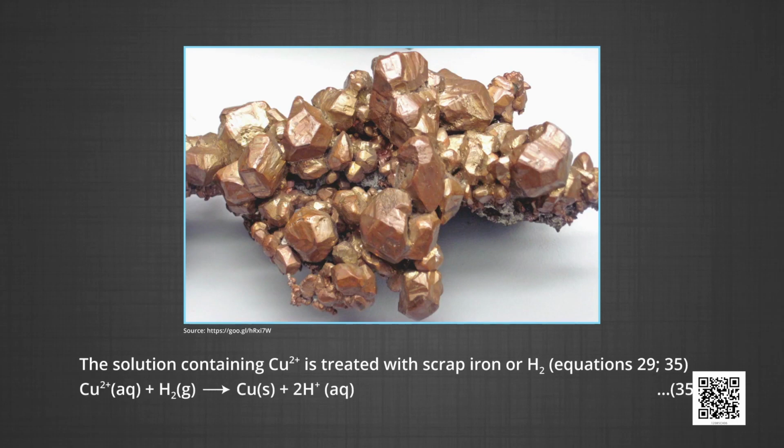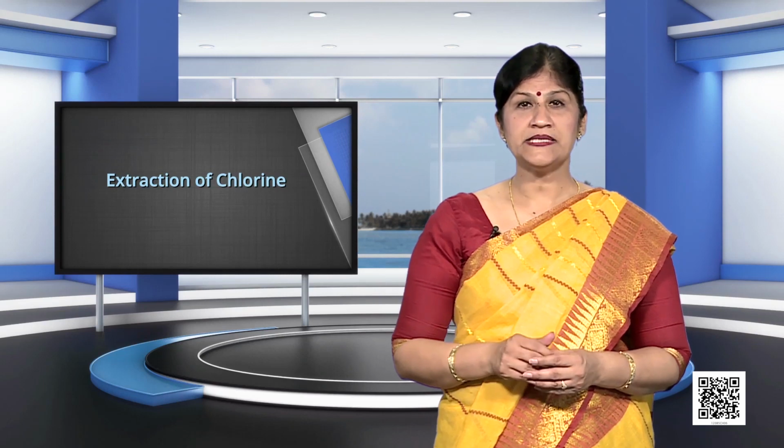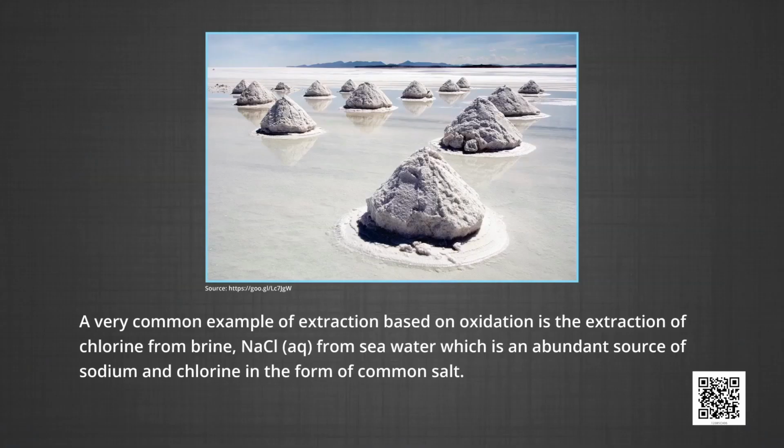As seen in the equation, copper plus hydrogen gives copper plus hydrogen ions. Let us understand oxidation and reduction to get elements. For example, extraction of chlorine. Besides reductions, some extractions are based on oxidation, particularly for non-metals. A very common example of extraction based on oxidation is the extraction of chlorine from brine, that is sodium chloride from seawater, which is an abundant source of sodium and chlorine in the form of common salt.